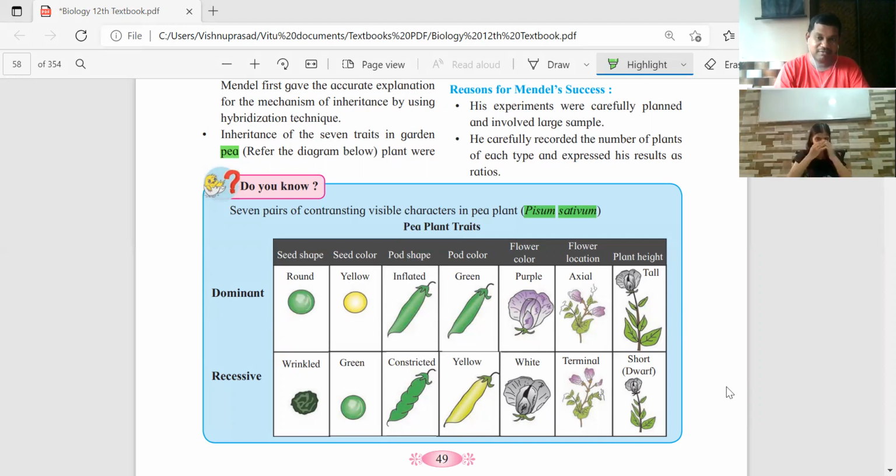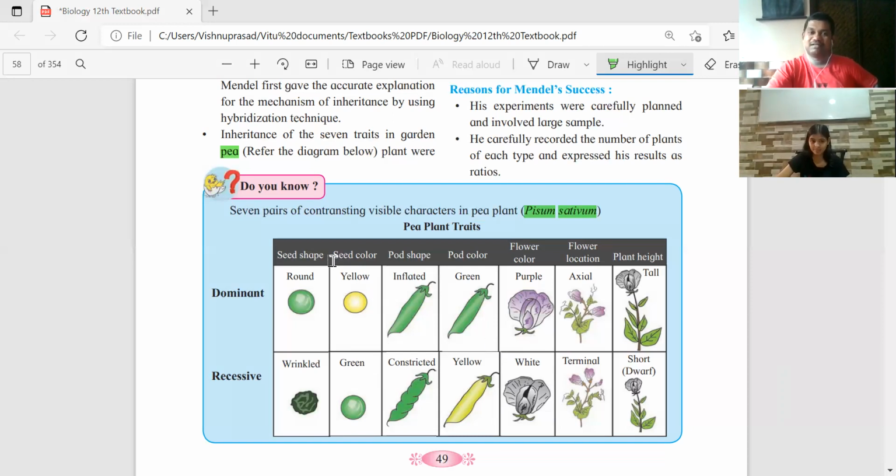And another best part was that out of all these 7 characters, none of the characters were showing a form which was different from these 2. It is not that in seed color some third color other than yellow and green appeared. In any of the cases that did not happen. It was either of these 2 only. So it was convenient for Mendel to study and observe.